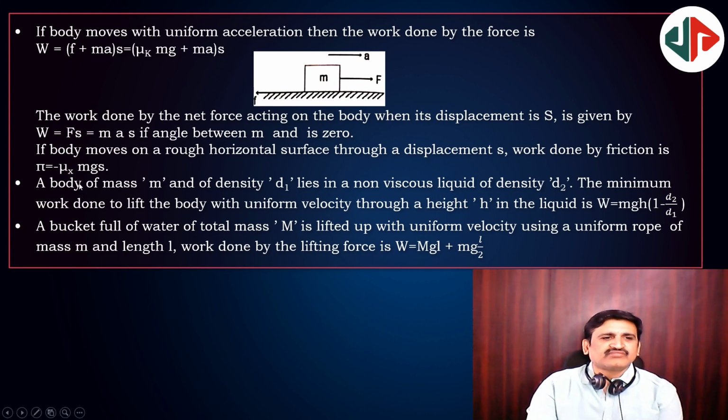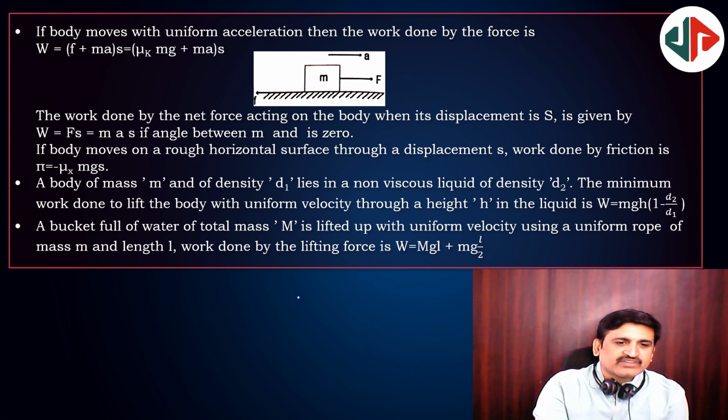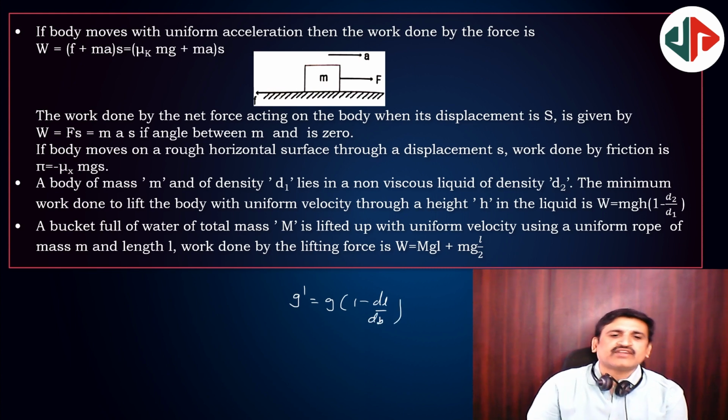Next, a body of mass m and density d1 lies on a non-viscous liquid of density d2. Then the minimum work done in lifting the body in that particular liquid with uniform velocity is given by mgh of 1 minus d2 by d1, density of liquid by density of the body. That is nothing but the effective gravity you are taking. In a fluid, effective gravity g dash is equal to g into 1 minus dl by db. That concept only we are using. dl means density of the fluid, db means density of the body.